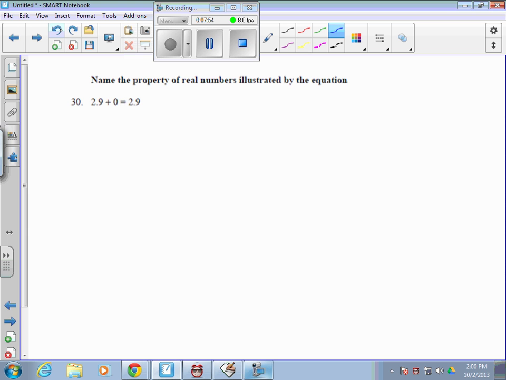30 says name the property of real numbers illustrated by the equation. Look how it is at the beginning and how it is at the end. Its identity does not change. Therefore, that is the identity property of multiplication. I'm sorry, of addition in this case.